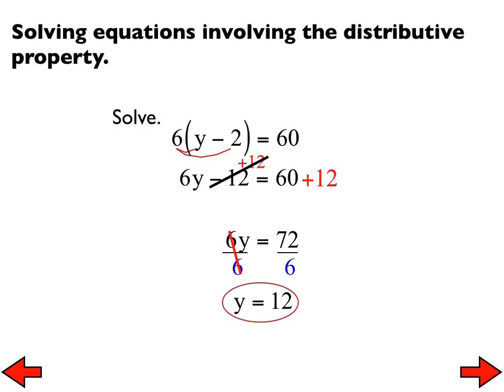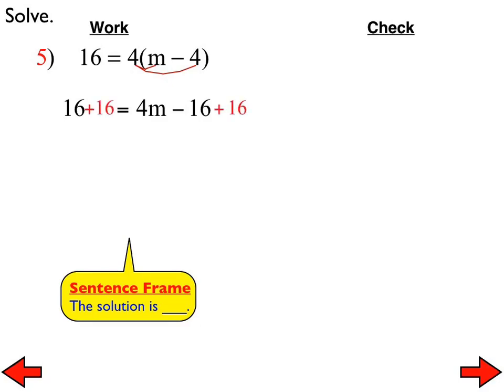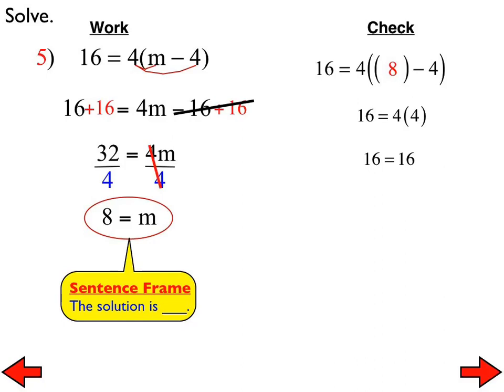I also asked you to do this one. What was the solution to this one? m equals 8. All right, so use the distributive property. Remember, you could put the 4 times the quantity m minus 4 on the left and the 16 on the right if you wanted to. But at that point, we add 16 to both sides and then divide both sides by 4. So m is certainly equal to 8.